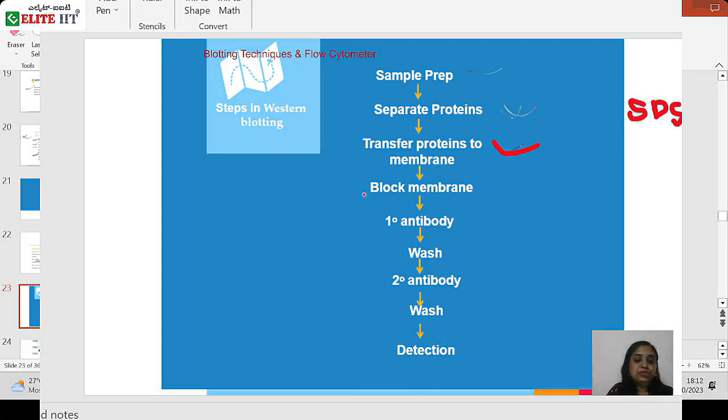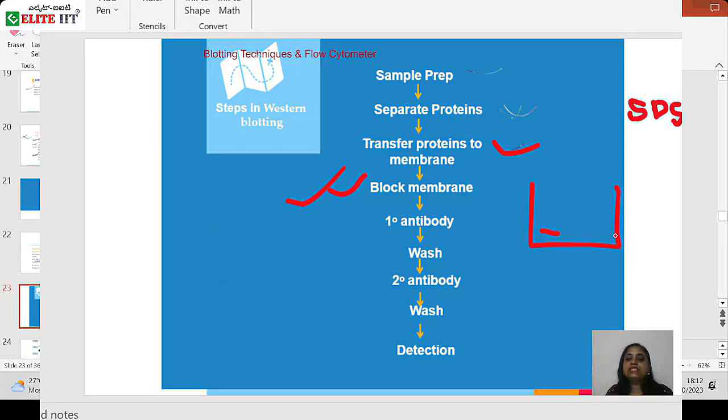And now a new step is involved here. That is blocking of the membrane. Why blocking of the membrane? Here we now have to add the primary antibody on the surface of the membrane. That is the next step. But antibody can bind with the membrane.